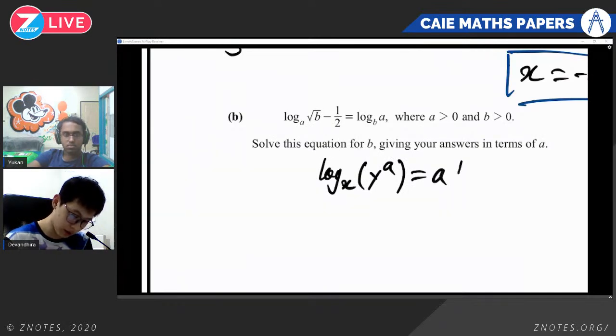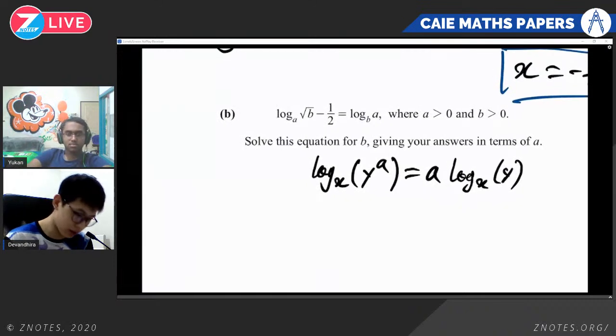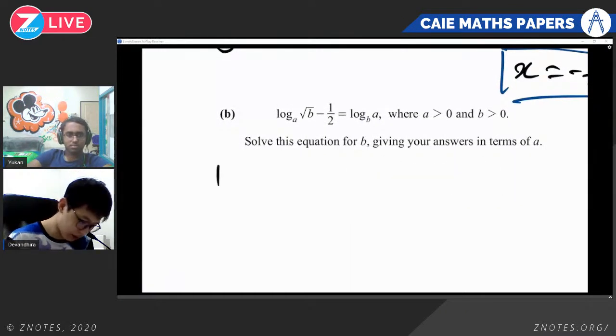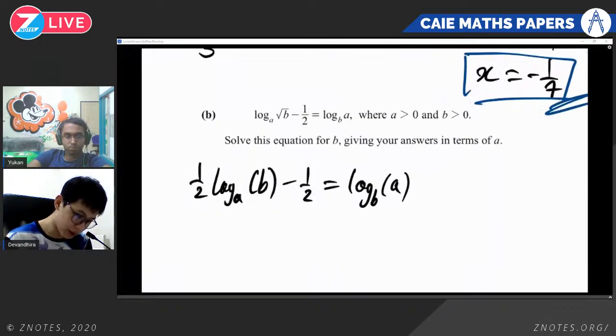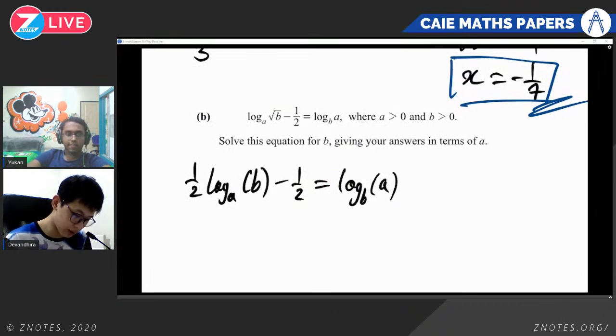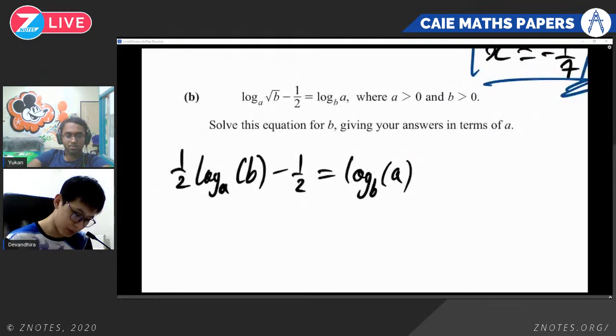So a log of x of y, correct? All right, so let's use that rule. We have half log a of b minus half is equal to log b of a. Now, like I said before, this part here is bothering me. Why? Because the base is b and not a. It would be much better if it's a.